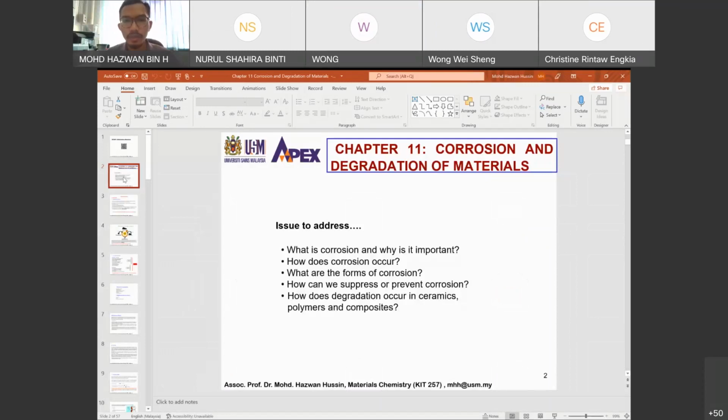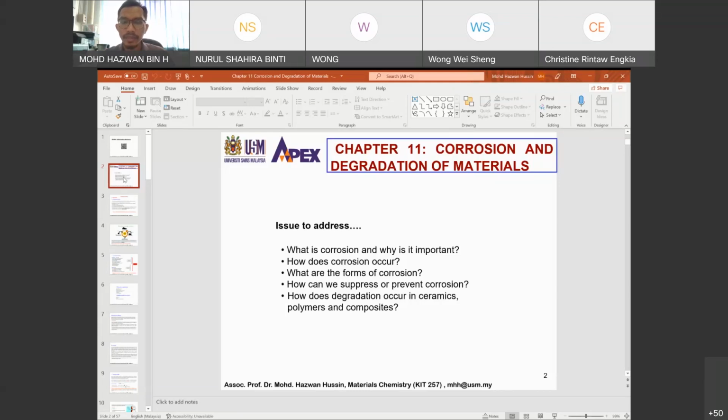Today, basically, we are going to look at the last chapter on KIT 257, which is on corrosion and degradation of materials. This chapter is slightly long. Maybe I'll spend like 1 week plus for this whole chapter. But hopefully, we are going to finish it as soon as possible so that we can get ready for your test 2 before your exams.